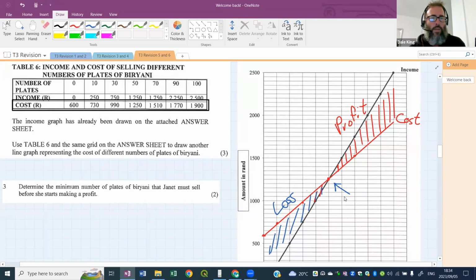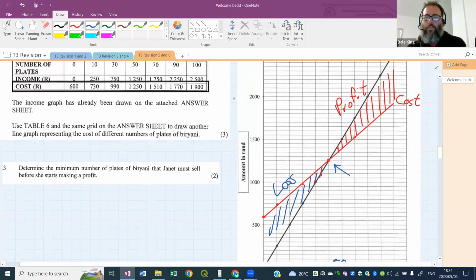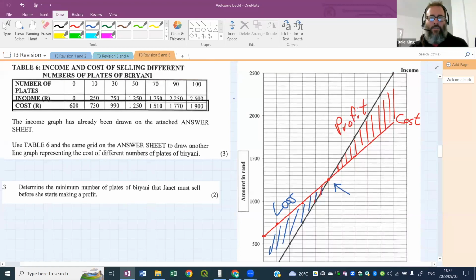Now, the question says, determine the minimum number of plates of biryani that Janet must sell before she starts making a profit. Why is this important? Because as a business owner, you need to know how much you need to sell to start making profit. She has to sell 50 not to make a loss. If she's selling 50, she's breaking even. If it's more than 50, she's making a profit. If it's less than 50, she's making a loss. So it's a very important point in a business.